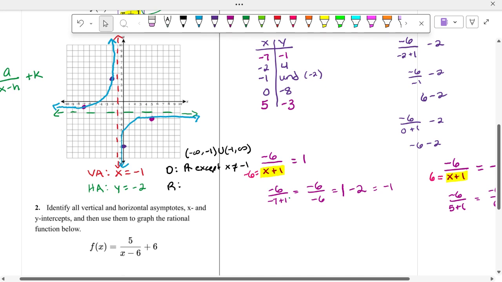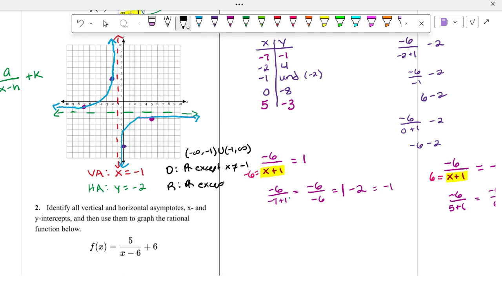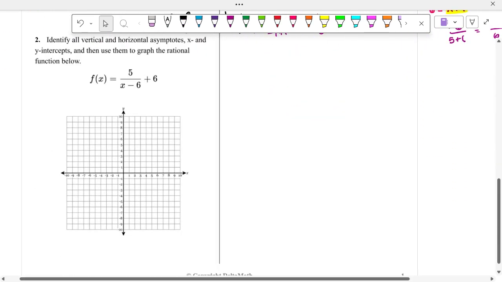What about range? Except y cannot equal -2. Or you could have also written it as -infinity to -2 union -2 to infinity. Either way. If that was an open-ended question, I would accept it either way. But if it was multiple choice, make sure you just recognize both ways. Any questions on the first one? All right, let's do the second one.